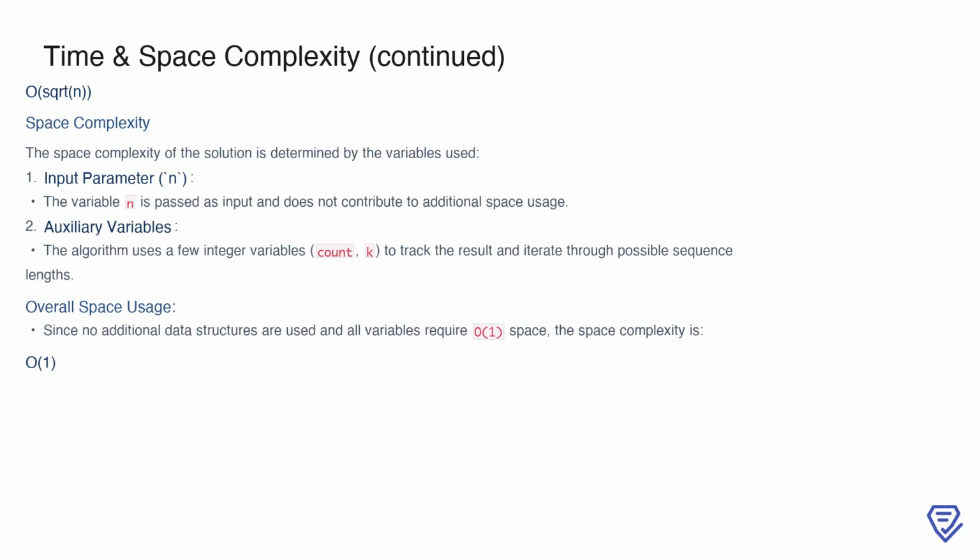The space complexity of the algorithm is straightforward to evaluate. The input parameter n is passed to the function but does not incur any additional space usage. The algorithm uses a few auxiliary variables, such as count to store the number of valid sequences and k to track the current sequence length. These are simple integer variables, and their space usage is constant, or O(1). Importantly, no extra data structures like arrays or lists are introduced, so the space usage remains minimal. Taking all this into account, the overall space complexity of the algorithm is O(1).